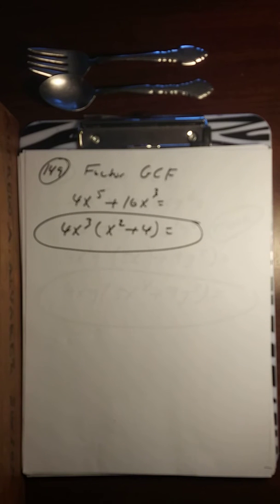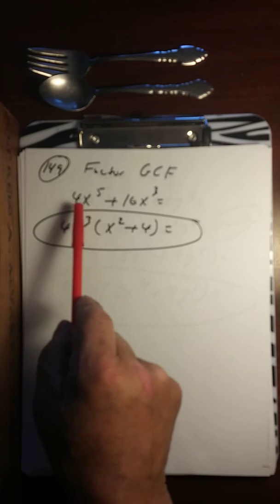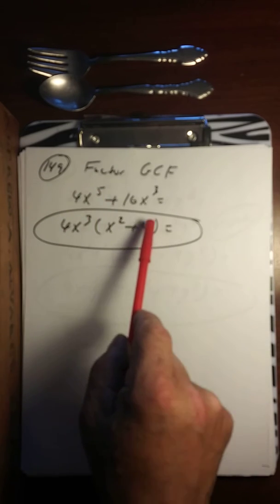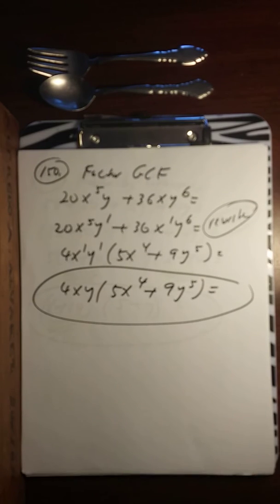Factor the GCF. So we can take out 4x cubed from this one. Is that right? That times that is going to be 4x to the 5. 3 and 2 is 5, yes. And that times that is going to be 16x to the 3, yes. So it works. Factor GCF.